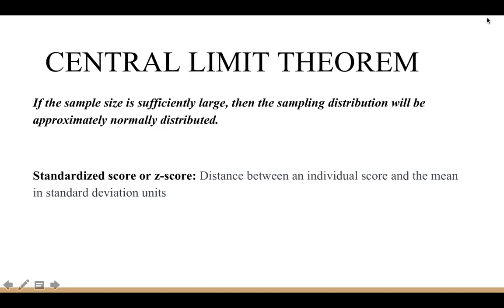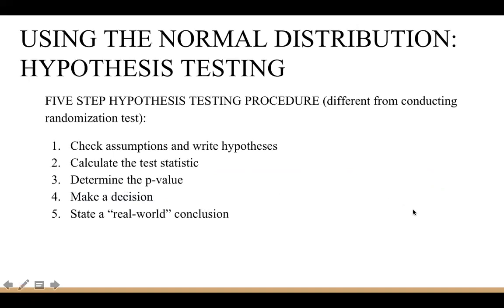So if you remember, the central limit theorem states that if the sample size is sufficiently large, then the sampling distribution will be approximately normally distributed. So as the sample size increases, the more normal your distribution will become. And a standardized score, or z-score, is the distance between an individual score and the mean in standard deviation units. So we can use the normal distribution to conduct hypothesis tests.